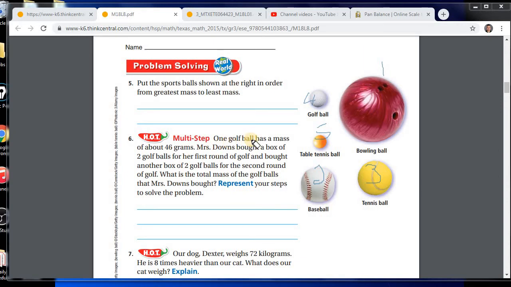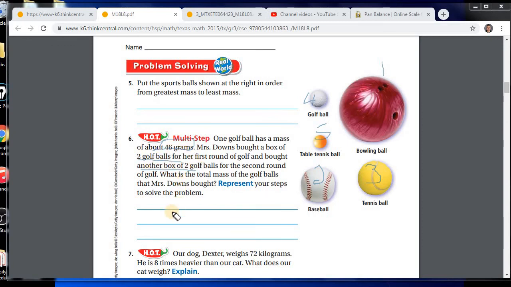One golf ball has a mass of about 46 grams. Mrs. Downs bought a box of 2 golf balls for her first round of golf, and bought another box of 2 golf balls for the second round of golf. What is the total mass of the golf balls that Mrs. Downs bought? Represent your steps to solve the problem.